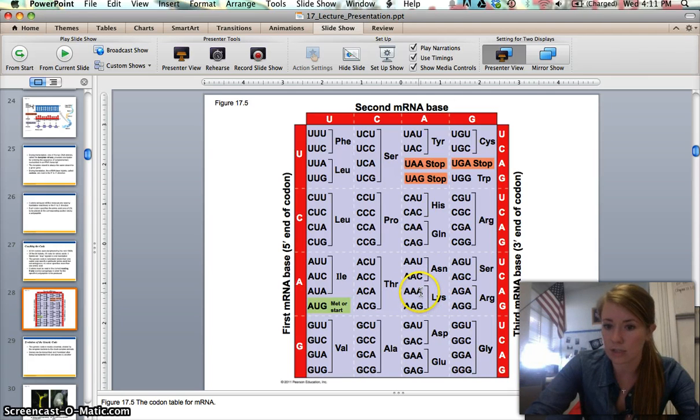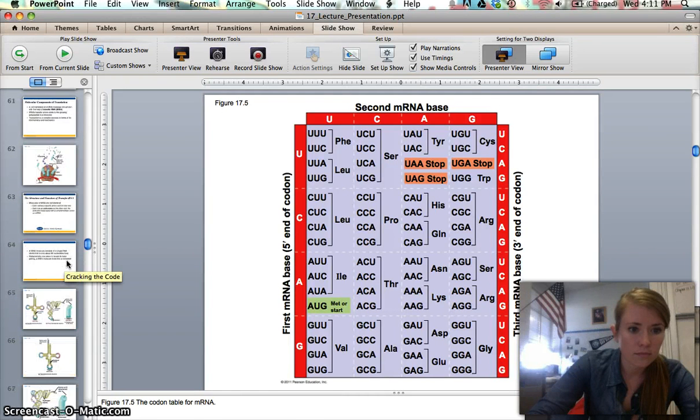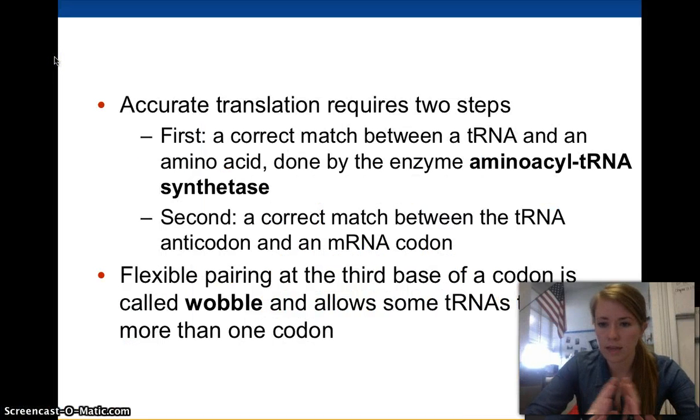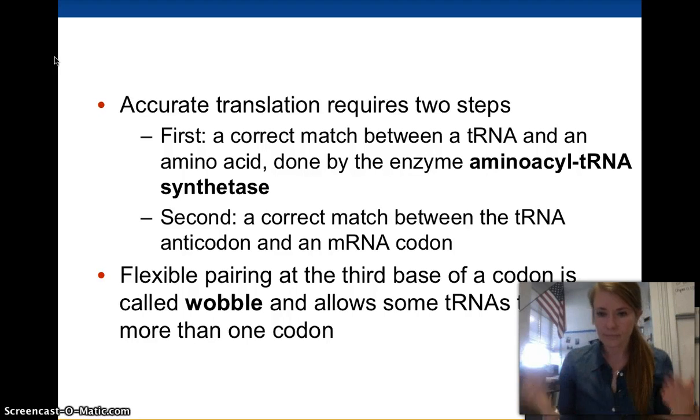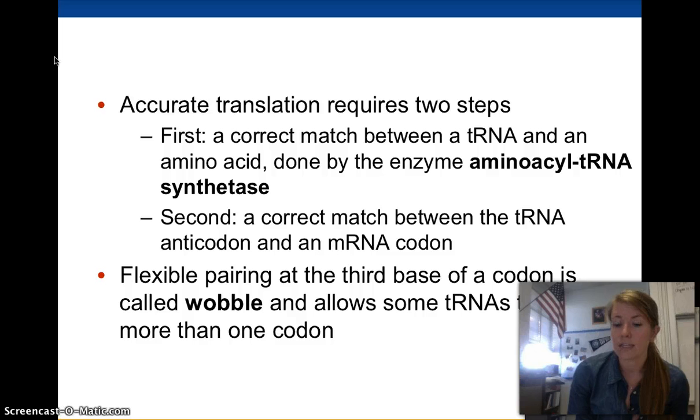It should be a U to match this, but it would still bring the proper amino acid. I wish that there were a picture for this, but it's called the wobble hypothesis. Basically, what it means is that that third base isn't as important. So the wobble hypothesis says that as long as the first 2 bases match perfectly, then sometimes there's flexibility in the third base, which is why there's only 45 tRNAs with 61 codons for amino acids.